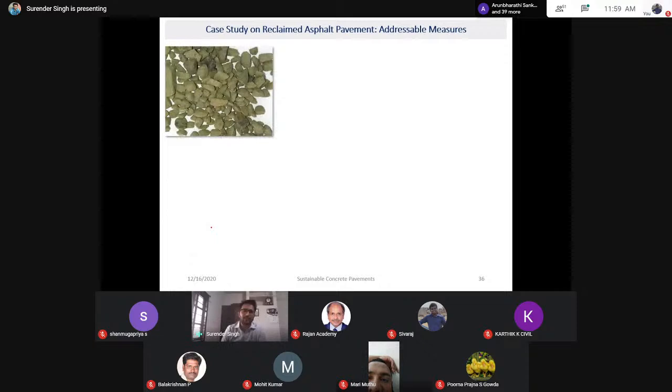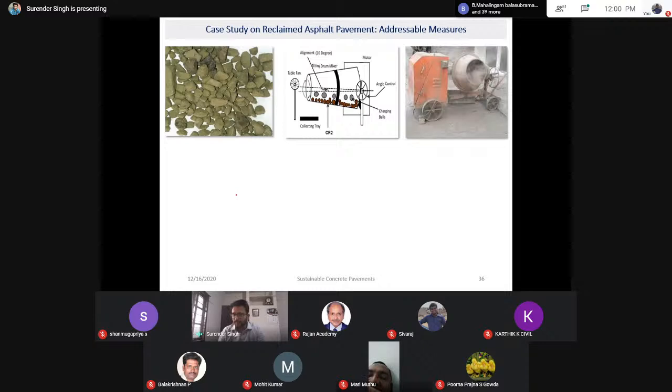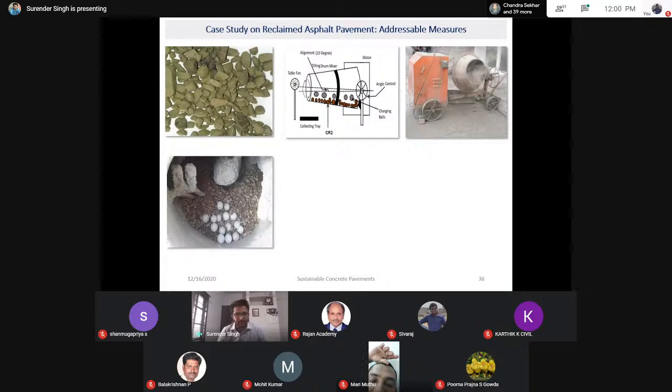And then we brought the aggregates into the laboratory. We studied the aggregates and came up with a new technique, which we named the abrasion and attrition technique. What you have to do is place around 25 kg of aggregate into the machine, put in some steel balls, like in the Los Angeles machine. We did this for recycled concrete aggregate too. Allow it to rotate for 15 to 20 minutes.